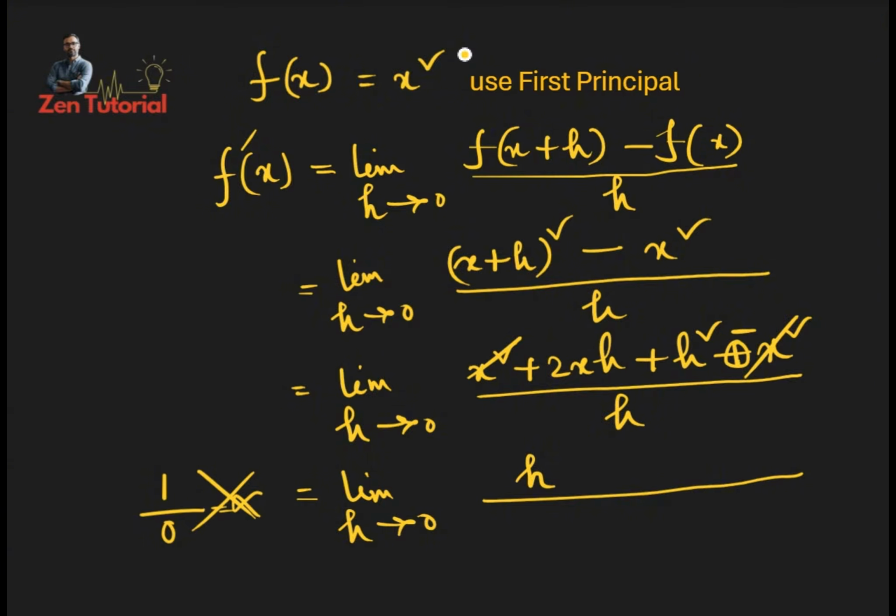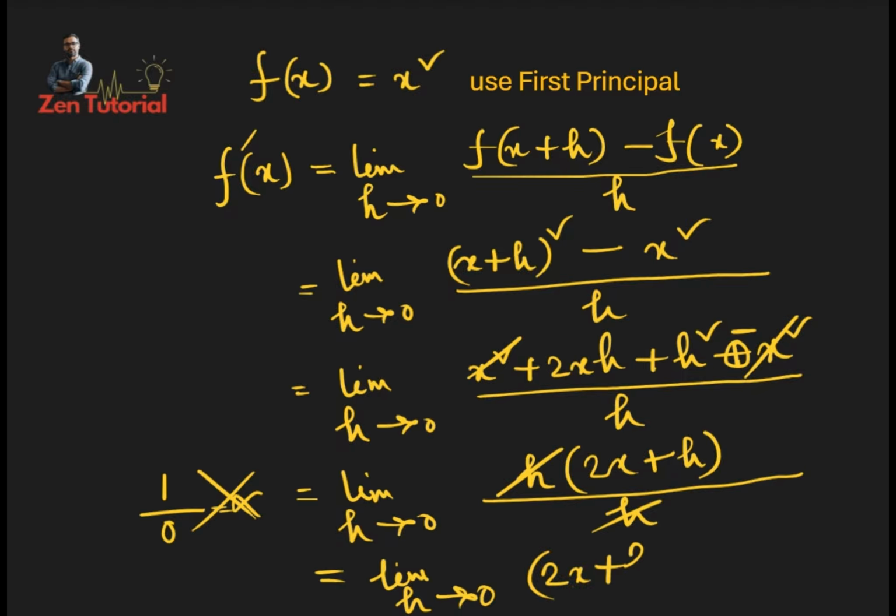So in the numerator, we take the common factor h, so here 2x plus h, and h here. This way, the h cancels out. The following line will be the limit as h tends to 0 of 2x plus h. Now if we plug in the value of h here, what will be the result? 2x plus 0. So the final answer will be 2x, right?